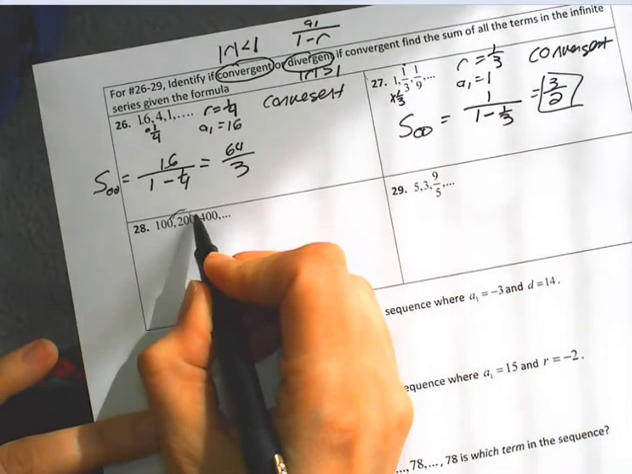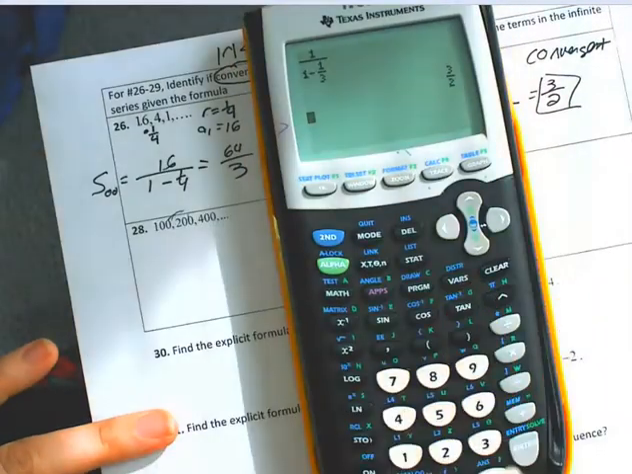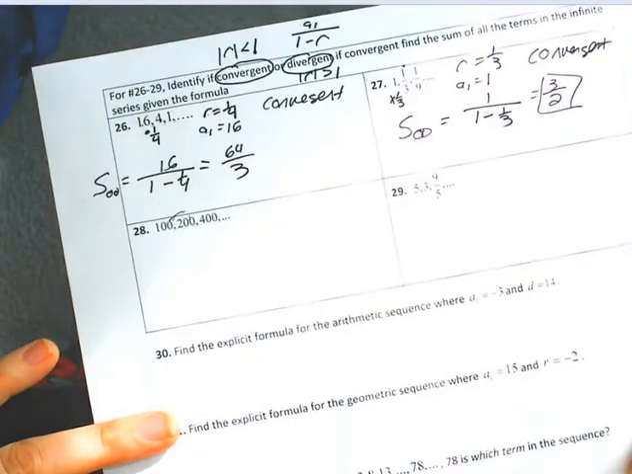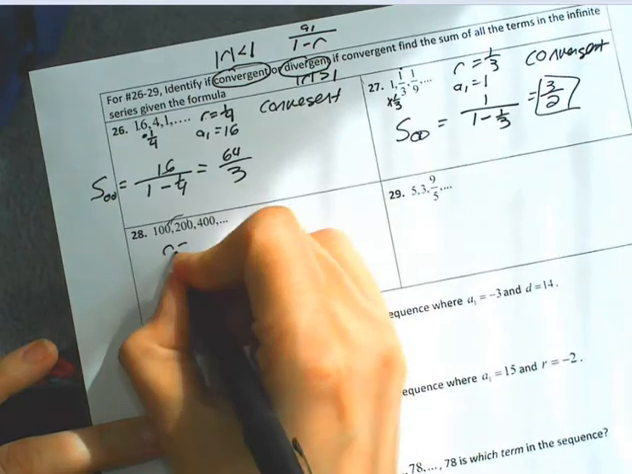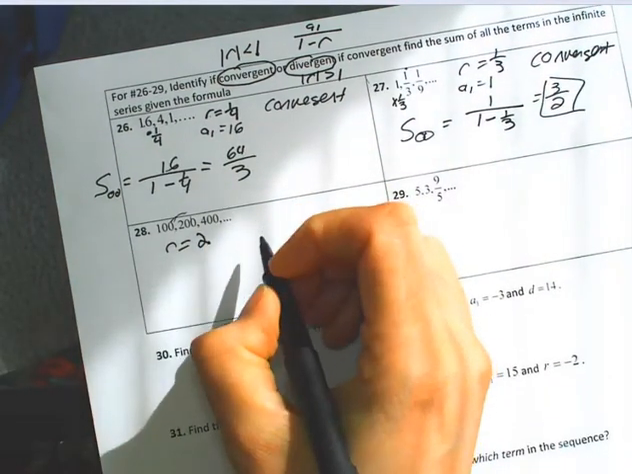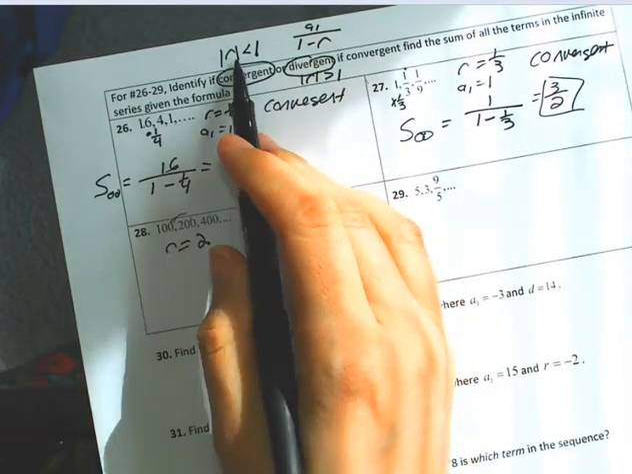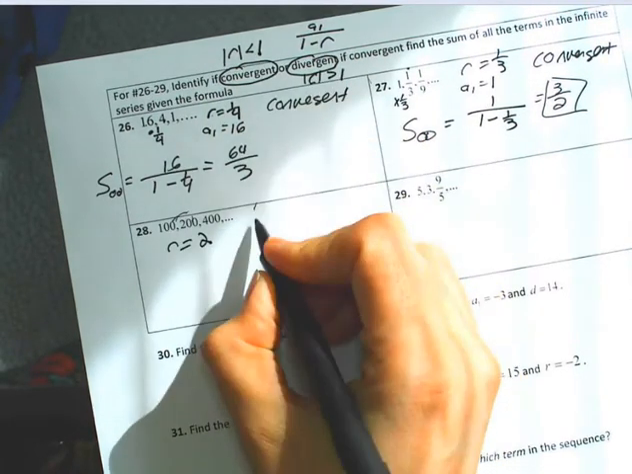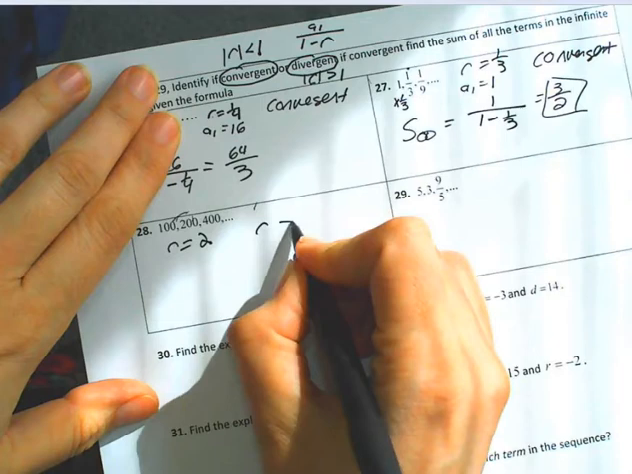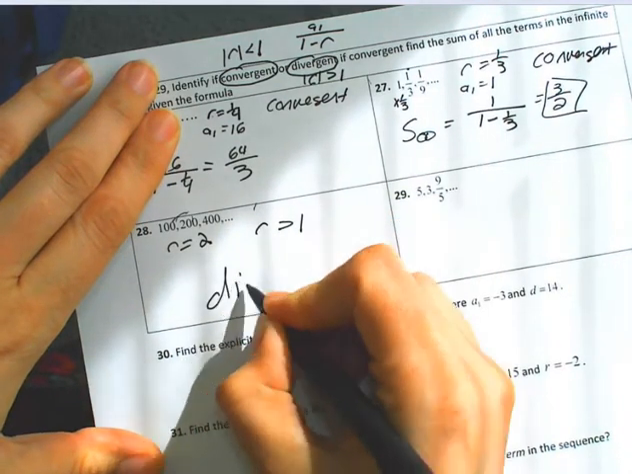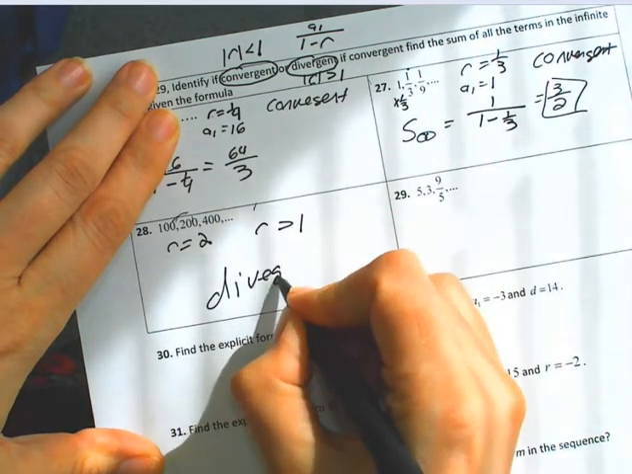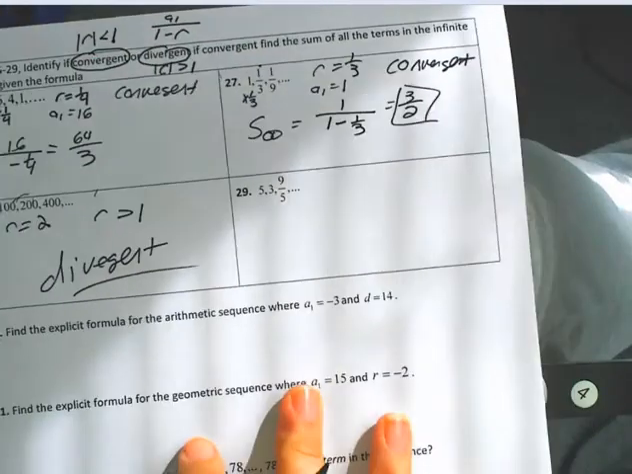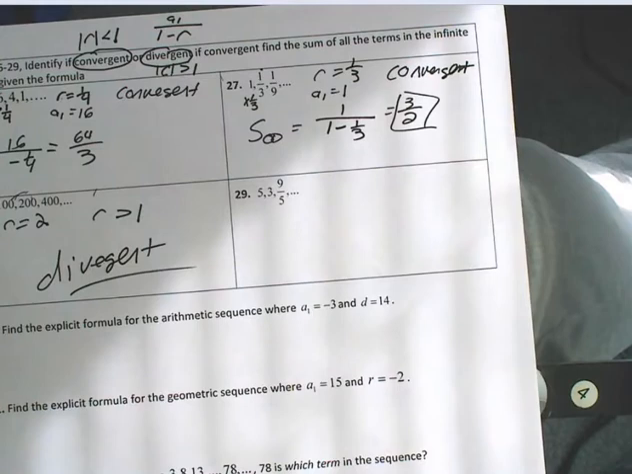All right, next, what am I multiplying each time? It looks like I'm multiplying times 2: 1 times 2, times 2 is 4. So r equals 2. Is the absolute value of 2 less than 1? Nope. Is it greater than 1? So r is greater than 1, which means it's divergent. And that's all you have to do, is write divergent, because you can't find the sum of something that's divergent.